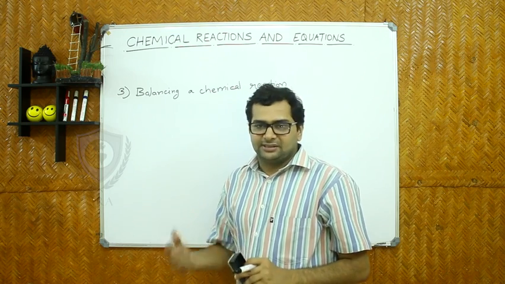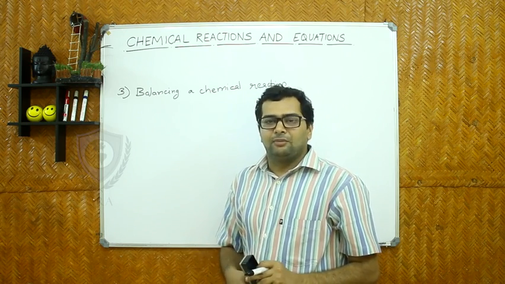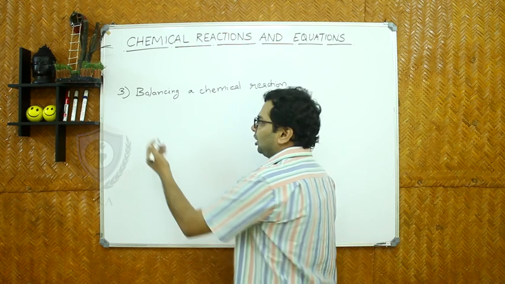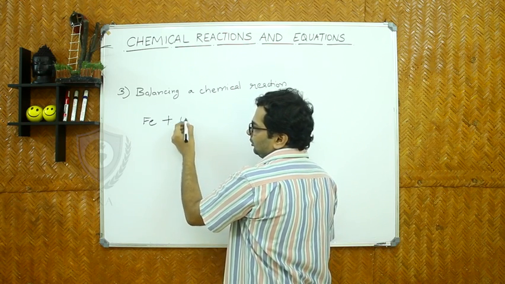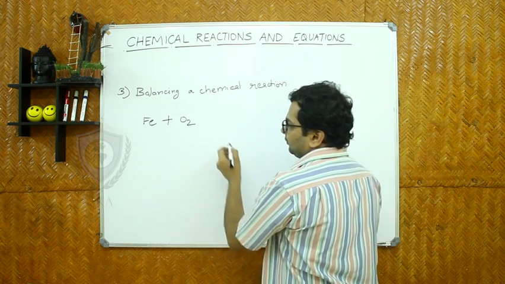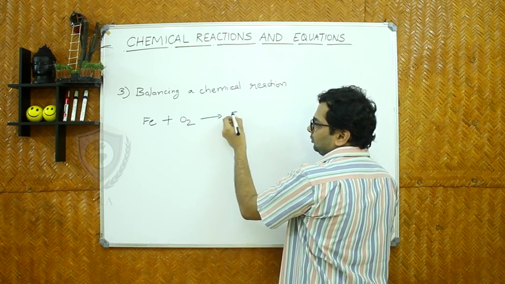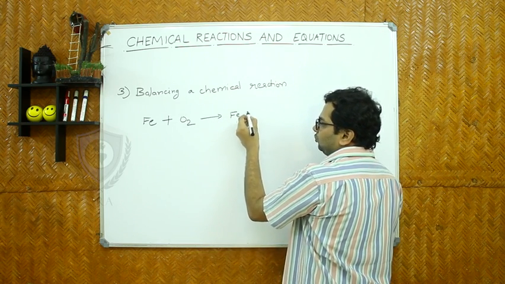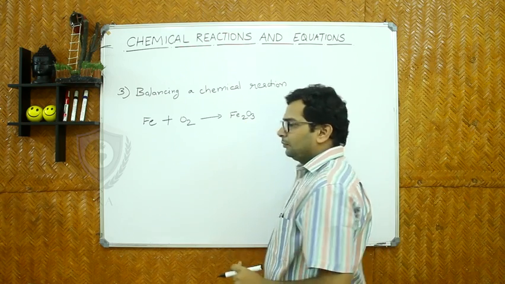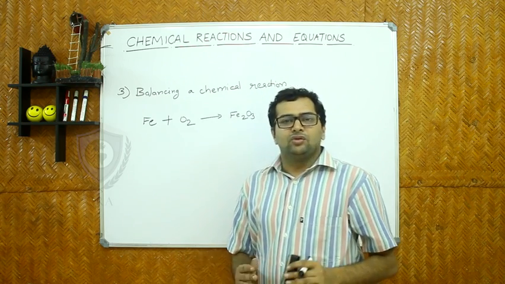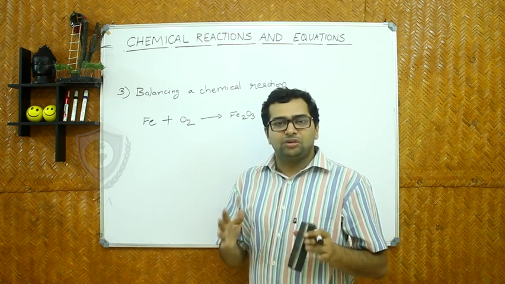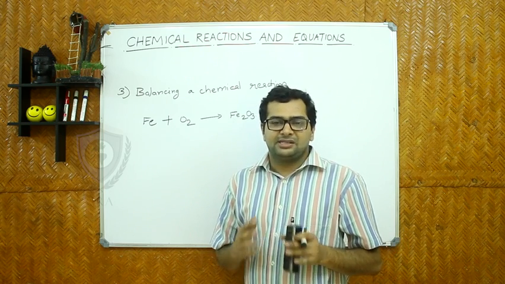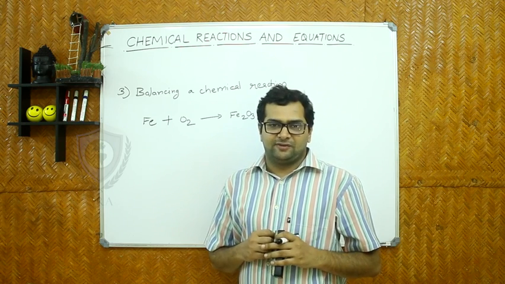Let's look at another example and let's see how much time we will take to solve that. So another example is iron plus oxygen forming Fe2O3. So I'll give you another 10 to 15 seconds to do this one and let's see whether you can solve it by yourself.